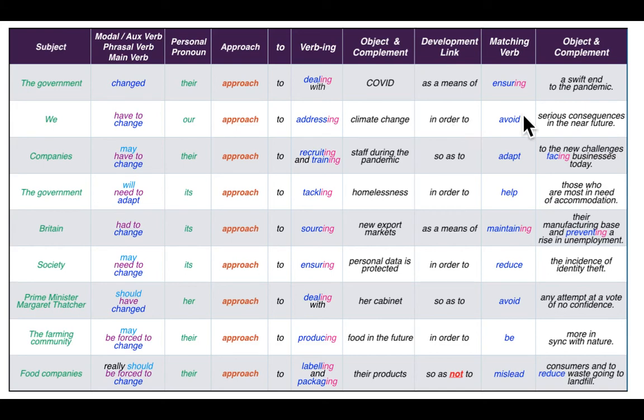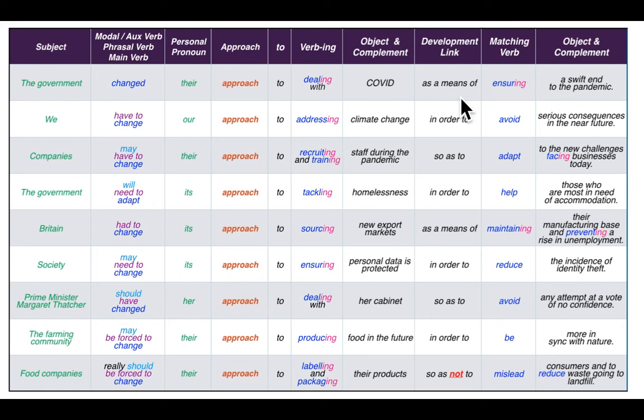In order to avoid what? Serious consequences. When? In the near future. So as to adapt to what? The new challenges. What kind of new challenges? Facing businesses. When? Today. So a lot of the question words of who, where, when, why, what, how much, what kind of, they'll be answered in the object and complement.